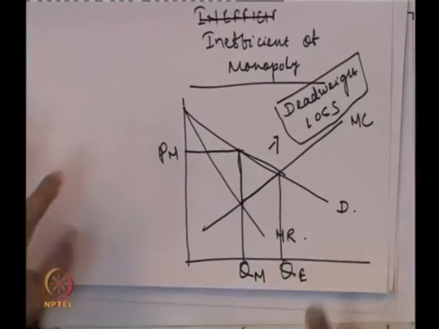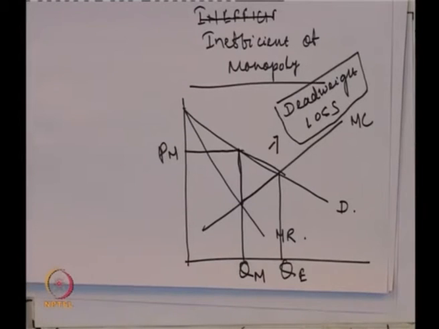Monopolists are not operating at the efficient level of output, and that leads to a cost to the society. And what is the cost to the society? The cost to the society is in the form of the deadweight loss.